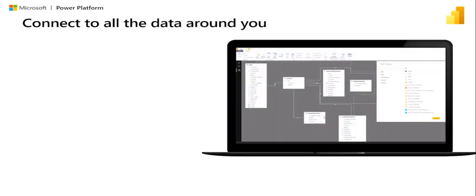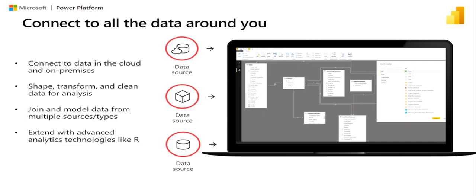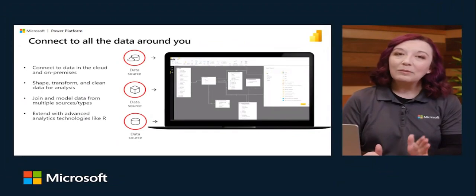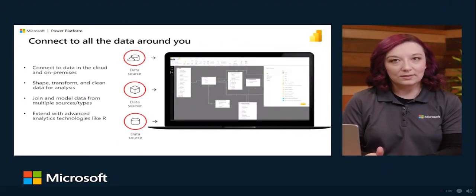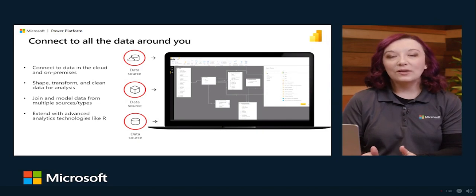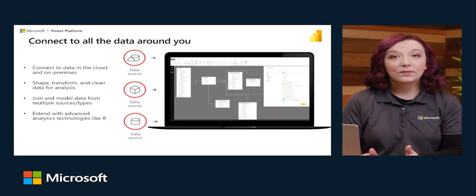Let's take a moment to think about how you can connect to all of the data around you. Power BI Desktop and Excel will enable your users to combine data from multiple sources, even if they have different data types. And they'll be able to do that across on-premises and the cloud. And business analysts can connect to a wide range of data sources. They can cleanse, transform, and model interrelationships between the data.